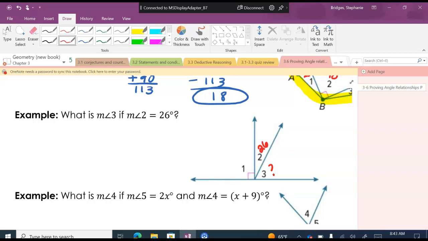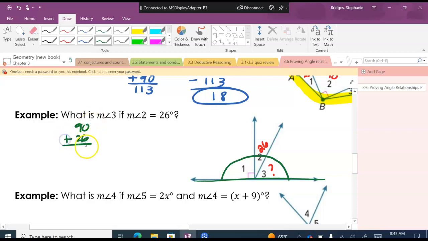So if you think about this, all three of these together, starting at angle 1, going through 2, all the way to 3, that gives me that straight line, which means all three of them add up to be 180 degrees. So what we can do is we can take that 90 and that 26, and we can add those together. And then we can subtract that from 180. And that's going to give me 64. That's one way.